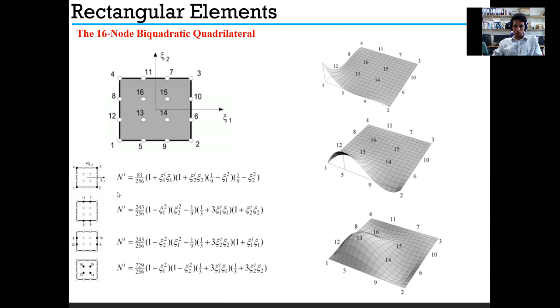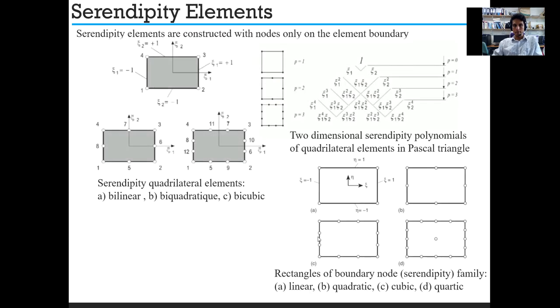This is for the 1, and this equation for the corner, the node in the corner. These equations are for these points, and this equation is for the points located here, and these equations is for the nodes that is placed in the rectangle. So serendipity elements, okay, sorry for the pronunciation, and these serendipity quadrilateral elements, the bilinear, biquadratic, bicubic, is almost similar to the previous one, but there is no nodes in the rectangle. So how we can get that?